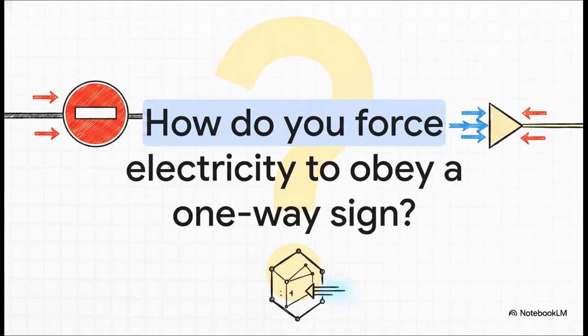To kick things off, let's think about the core problem here. How do you force electricity to obey a one-way sign? I mean, we all know standard wires just let current flow in whatever direction it wants, but to build complex circuits, we absolutely need a way to dictate that traffic. We need an electronic traffic cop. So let's dive into this and see how a tiny little piece of semiconductor material manages to pull that off.